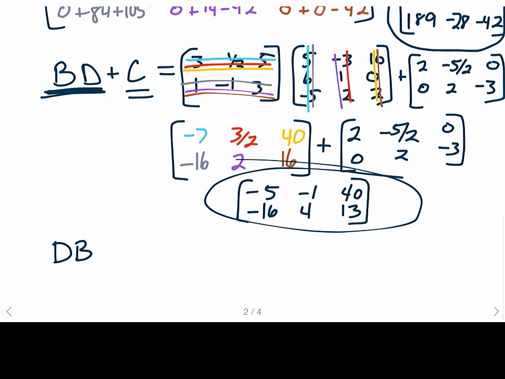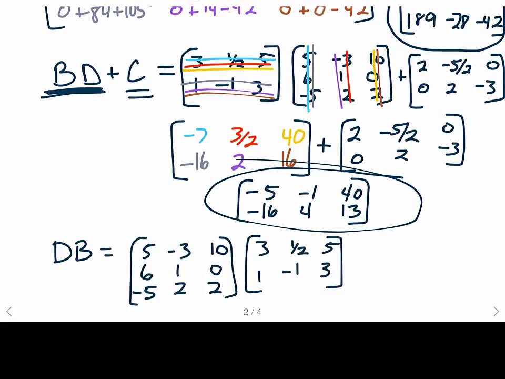Next, D times B. Well, I'm going to write the matrices down. So I've got 5, -3, 10, 6, 1, 0, -5, 2, 2, times 3, 1/2, 5, 1, -1, 3. Notice that D is a 3 by 3 matrix. B is a 2 by 3 matrix. So the inner dimensions don't match. This product is not defined.